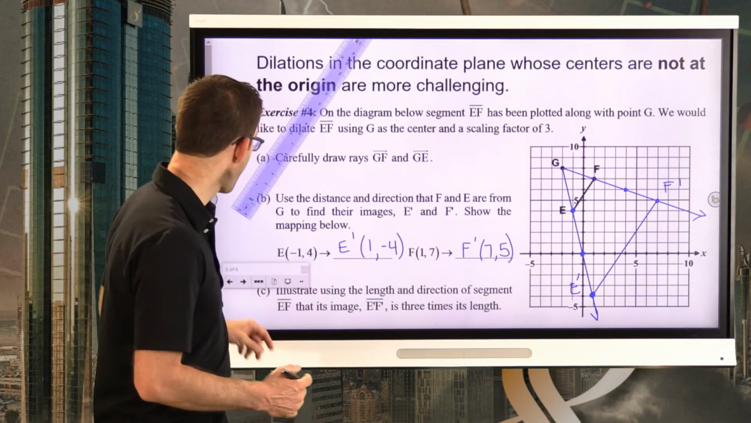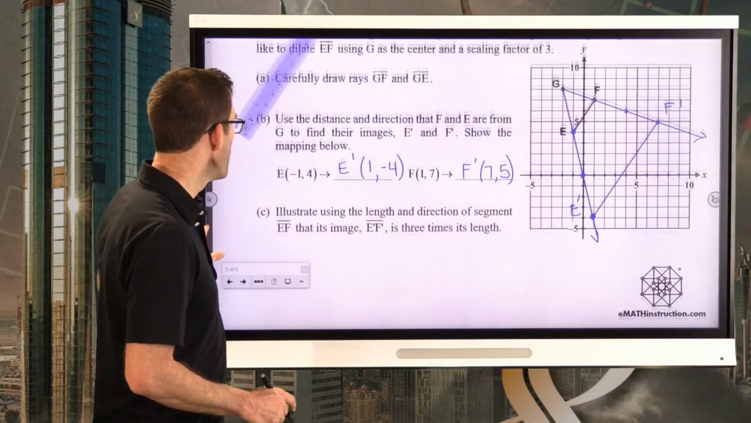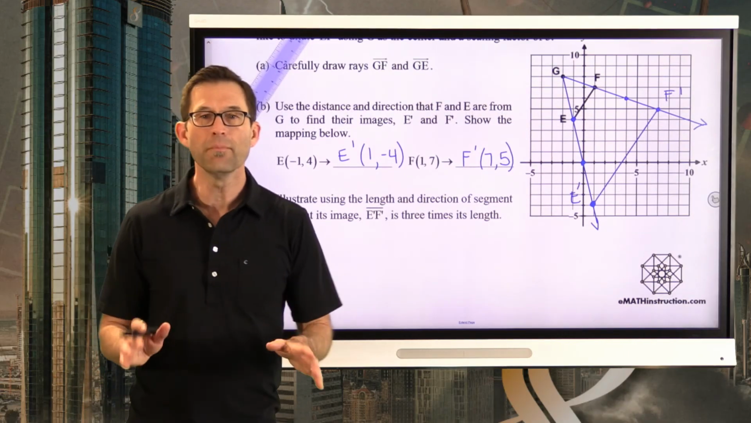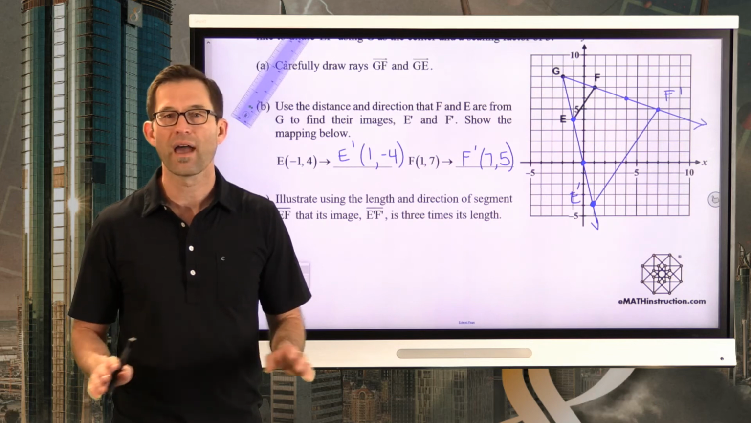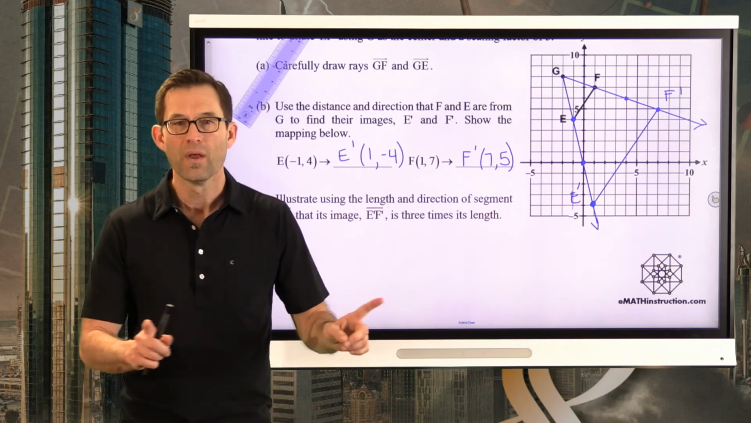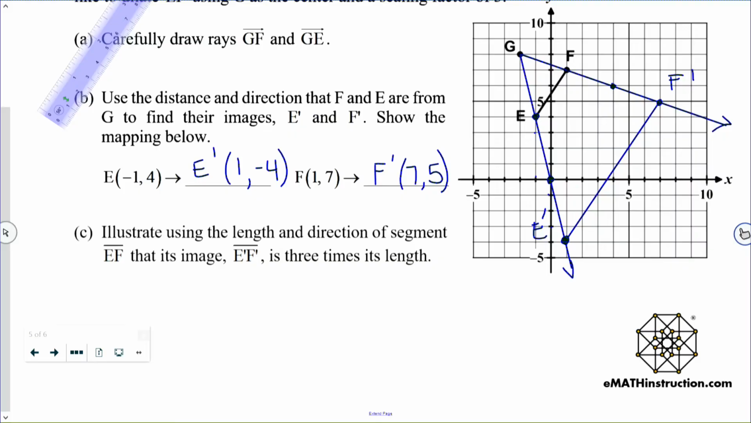But let's take a look at the last part of this problem, because this is kind of cool. We can actually verify that E prime F prime is 3 times the length of EF without calculating the length of either one of them. So let's take a look at letter C. Illustrate using the length and direction of segment EF that its image, E prime F prime, is 3 times its length.